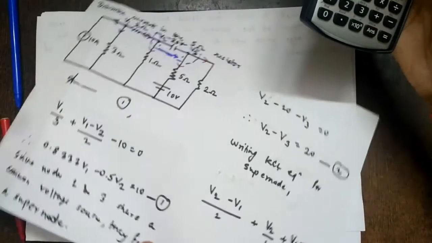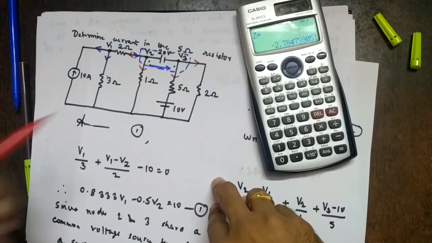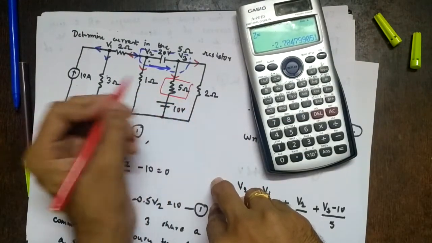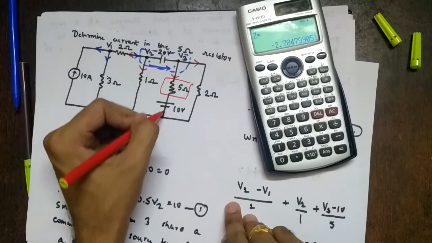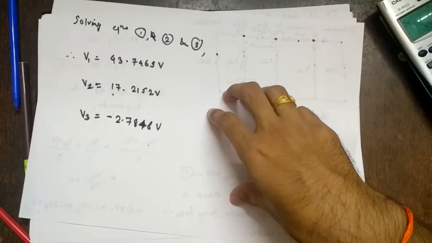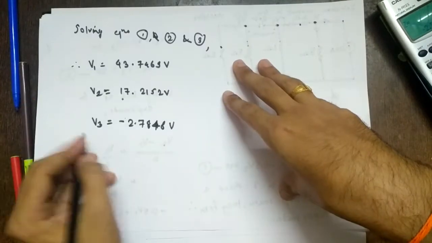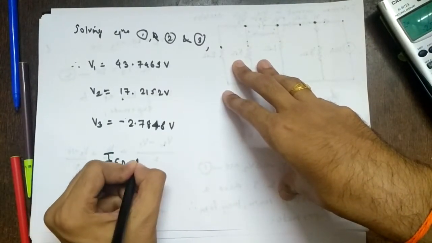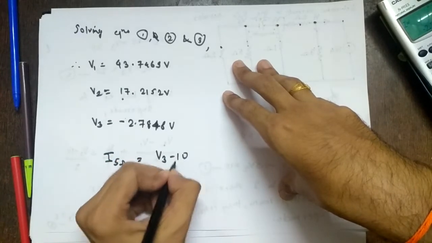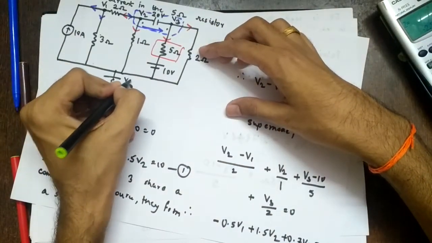But what is the question? Determine the current in the 5 ohm resistor. So locate the 5 ohm resistor first. This is the 5 ohm resistor. Right? Now how is current flowing? Like this. So the current flowing through this is, by Ohm's law, V by R. So V3 minus 10 upon 5. Current through 5 ohms is V3 minus 10 upon 5. Am I correct? V3 minus 10 upon 5. This is a reference node, so it has a voltage of 0 volts.